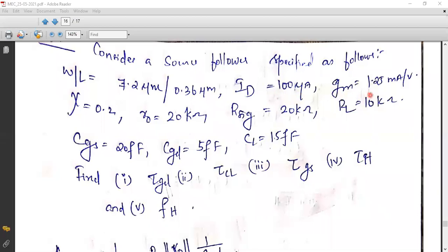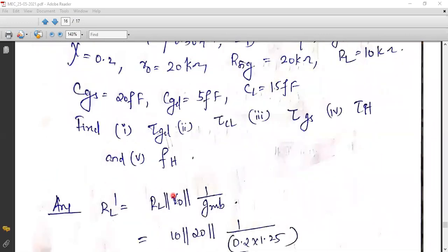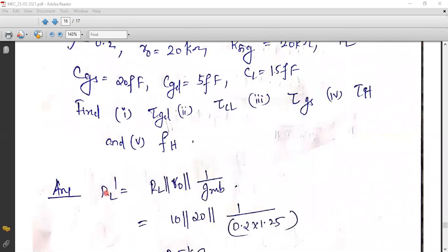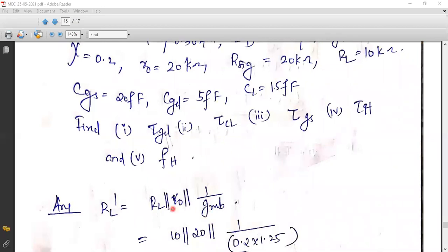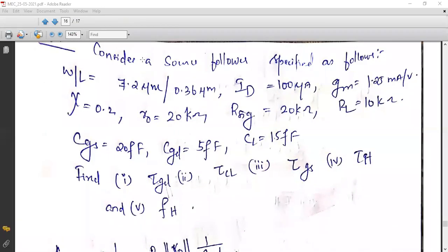ID is equal to 100 microampere. GM is 1.25 milliampere per volt. Chi equal to 0.2. So if chi is given, it is understood that we have to go for GMB, that is the body effect. So I have to consider 1 by GMB in our equation for finding RL dash. Clear? Otherwise, if nothing is mentioned regarding chi or body effect, I will remove this 1 by GMB and stick with RL parallel R0. Is that clear, students? So whenever the value of chi is given in the question, you should go with 1 by GMB also while considering the RL dash value.